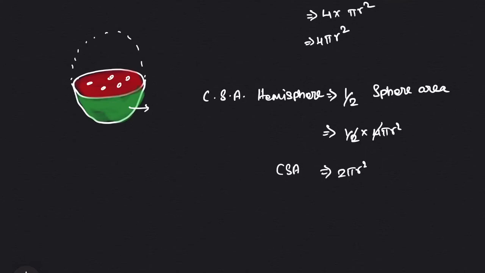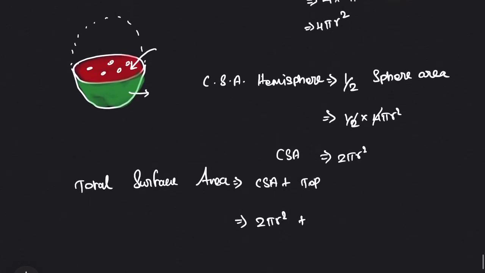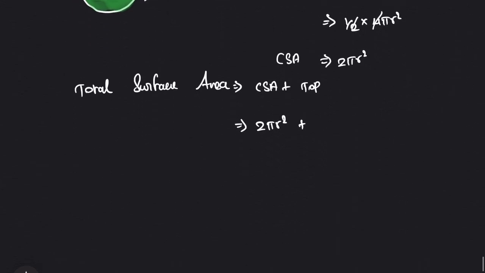But we need the total surface area, including the top, that means the red color. So total surface area is CSA plus top. CSA we already know is 2 pi r square, then the top value. Just look, it's a circle with radius r, so the area is pi r square. And after simplifying, 3 pi r square is the final answer.